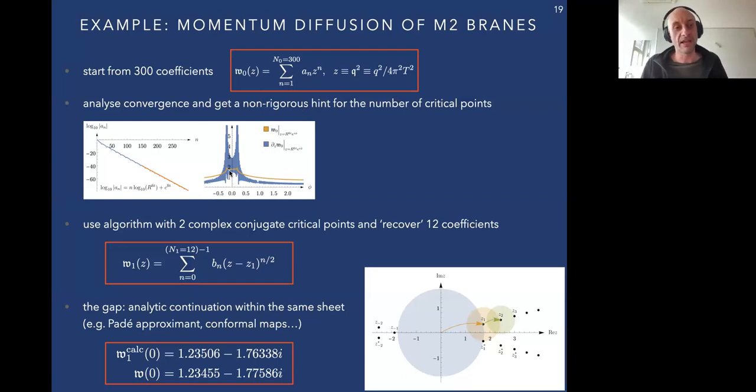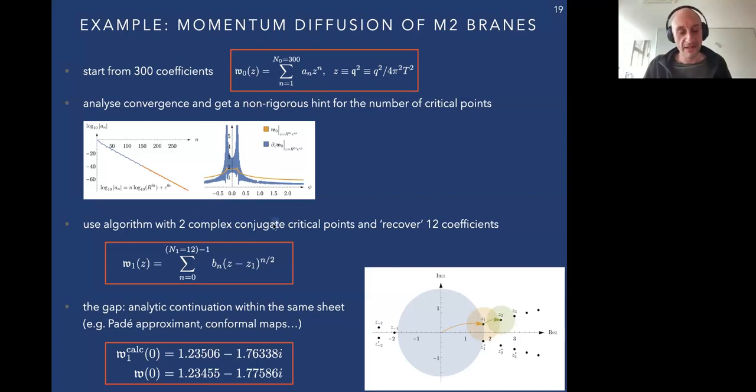What is it doing? So you look at the function and its derivative, and it tells you, in a non-rigorous way, that it's very clear that as you vary the phase around the disk, there are two complex conjugated critical points. And this is exactly what is really happening. So it gives you an indication that you should be using the algorithm with two complex conjugated critical points. This was option B that I had before.